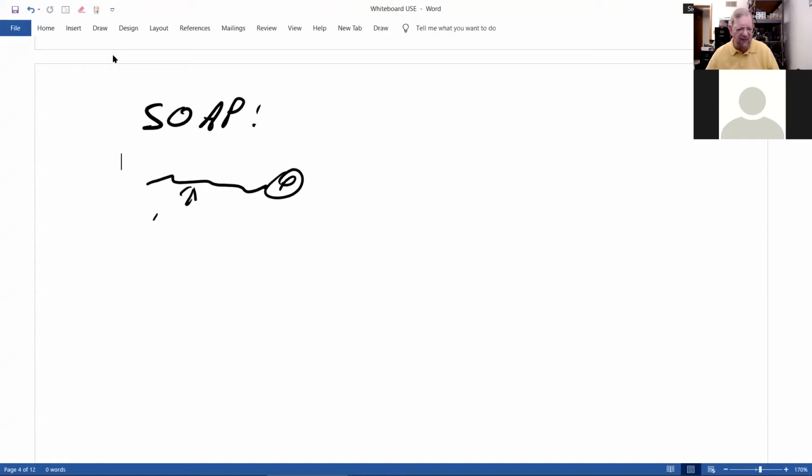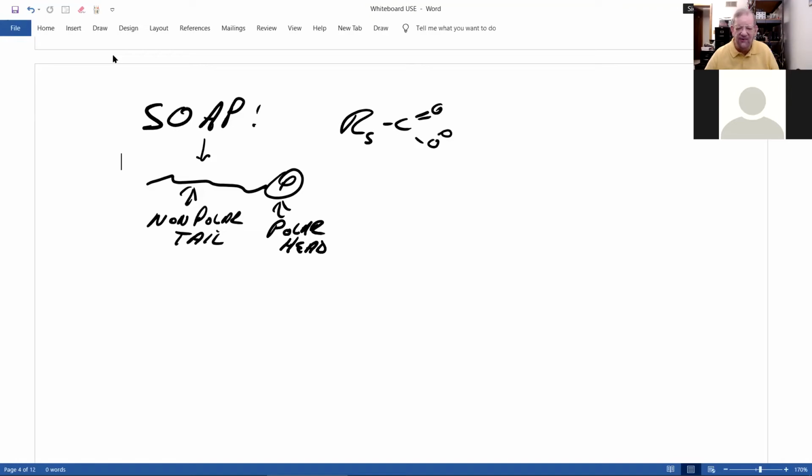And that's a nonpolar tail and a polar head. And both your liquid soap and your bar soap, in general, that's what you're using. Now for bar soap, the nonpolar tail is something like R sub O or R sub S, which you know is 17 carbons. And then the polar head is the carboxylate anion.